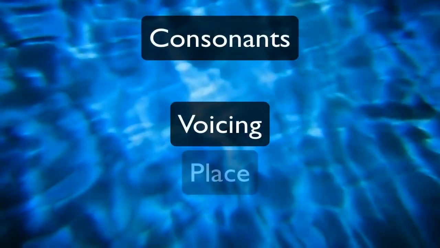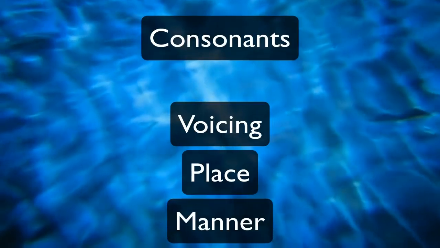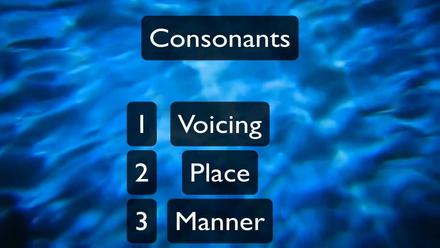Over the next few videos, you'll be learning all these symbols, but for now, we'll talk about the 3 things that make one consonant. These are voicing, place, and manner. And we'll talk about them in that order. Voicing is perhaps the simplest.